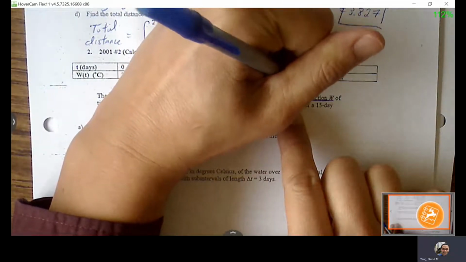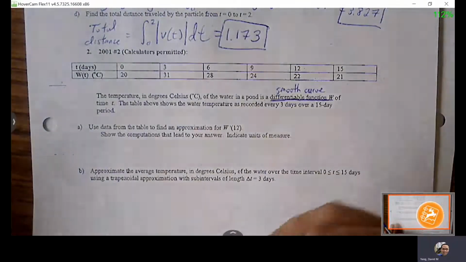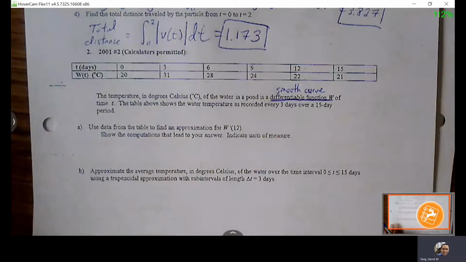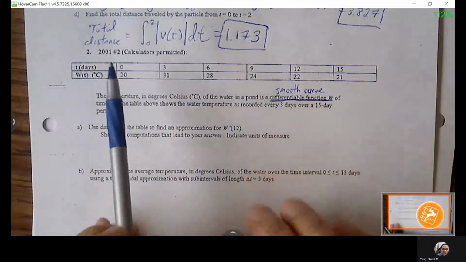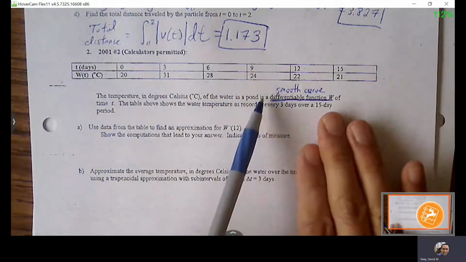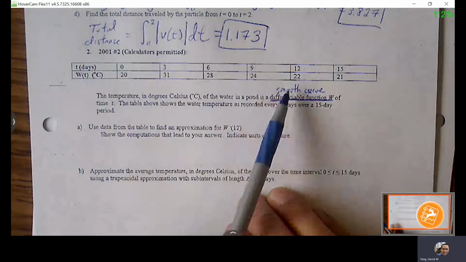Differentiable function means that there's not going to be any holes or asymptotes or sharp turns. It's going to be a smooth curve. At every point you can find the derivative. Okay, so that's what differentiable function means. It's nice that they're giving us that information because we're kind of in the dark in terms of what's happening between each of these ordered pairs, right?